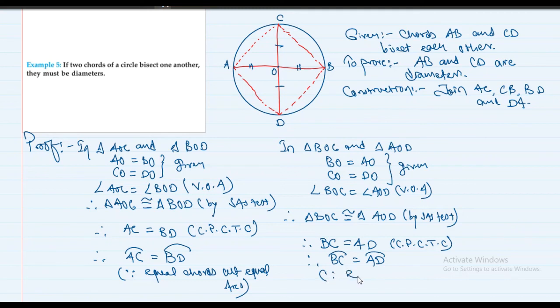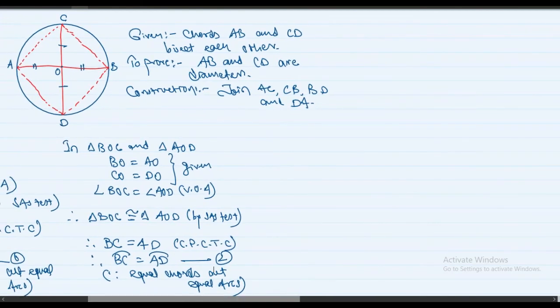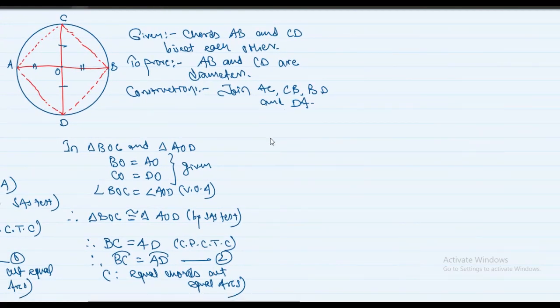Therefore we can say that arc BC is equal to arc AD. Why? Since equal chords cut equal arcs. Equal chords cut equal arcs. Okay. Now, name this as equation number 1 and name this as equation number 2. So what will happen now? Adding 1 and 2.